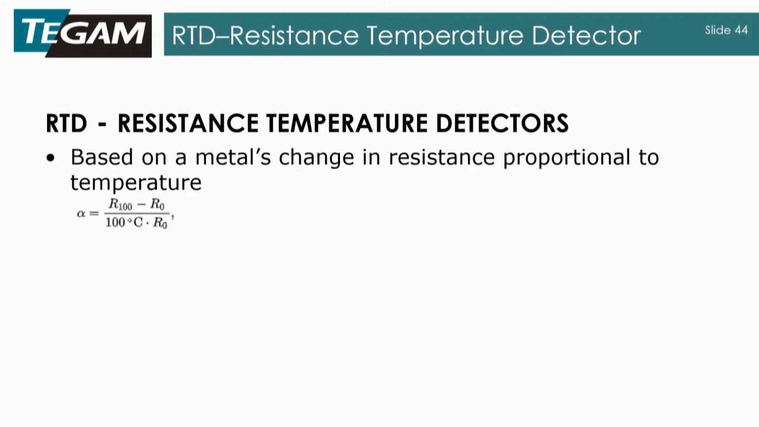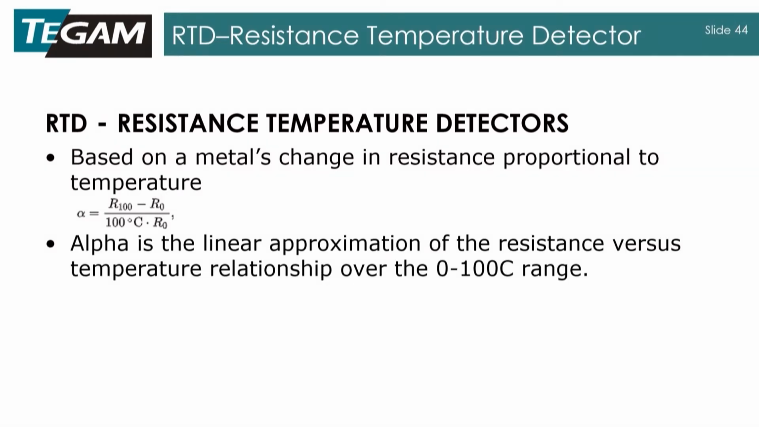And just as an example, you take the resistance of your RTD at 100 degrees C minus the resistance of your RTD at 0 degrees C. And then to normalize it, you divide it by 100 degrees C times that resistance again. So for a 100 ohm RTD, your resistance at 0 would be 100 ohms, while your resistance at 100 degrees C would be 138.5 ohms.